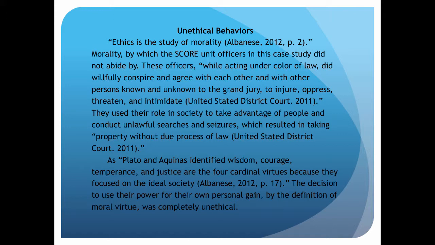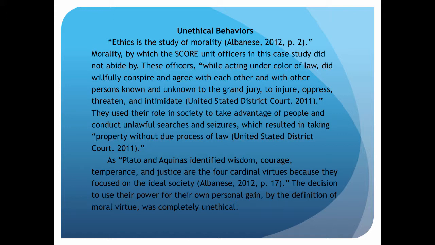These officers, quote, while acting under the color of law, did willfully conspire and agree with each other and with other persons known and unknown to the grand jury to injure, oppress, threaten, and intimidate. That's straight out of the U.S. court document. Pretty much lays out what they did. They used their role in society to take advantage of people and conduct unlawful searches and seizures, which resulted in taking property that they were denied under due process. There's your introduction of facts.